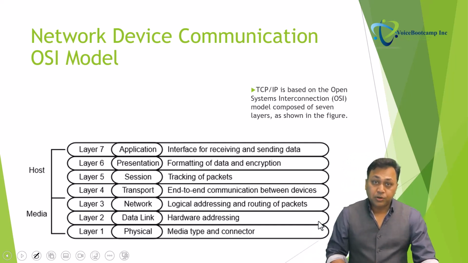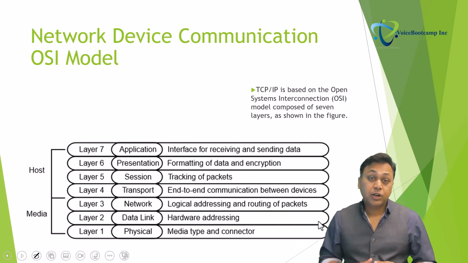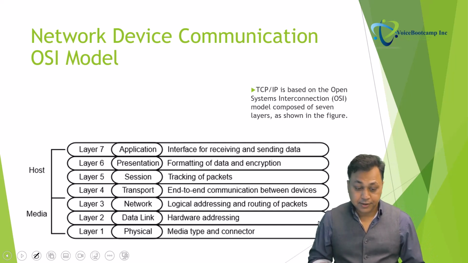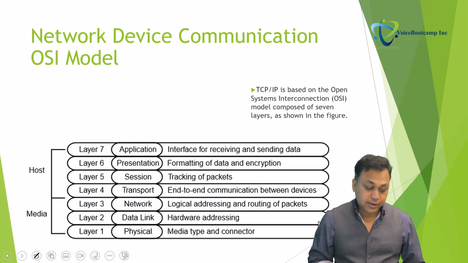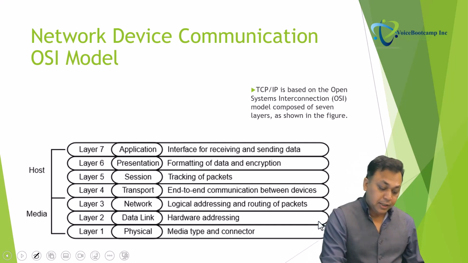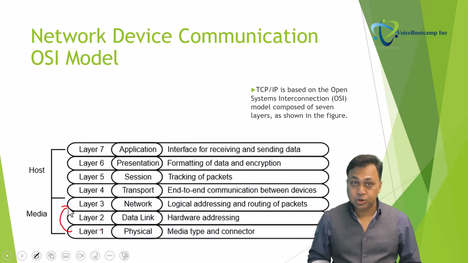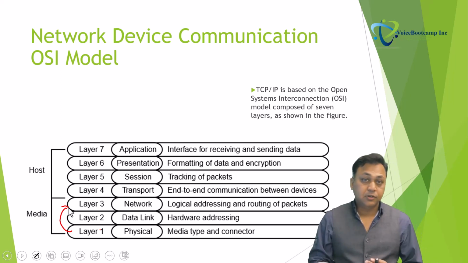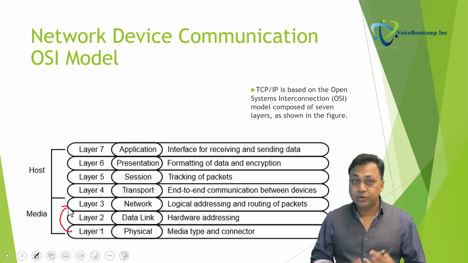The OSI model provides a structured approach for compatibility between different vendors, as illustrated right here. These layers are divided into 2. You've got the media portion and you've got the host portion. Layers 1 to 3 are considered to be the media portion. This is where you are dealing with the cables or the wireless signals or the switches or the routers, etc.